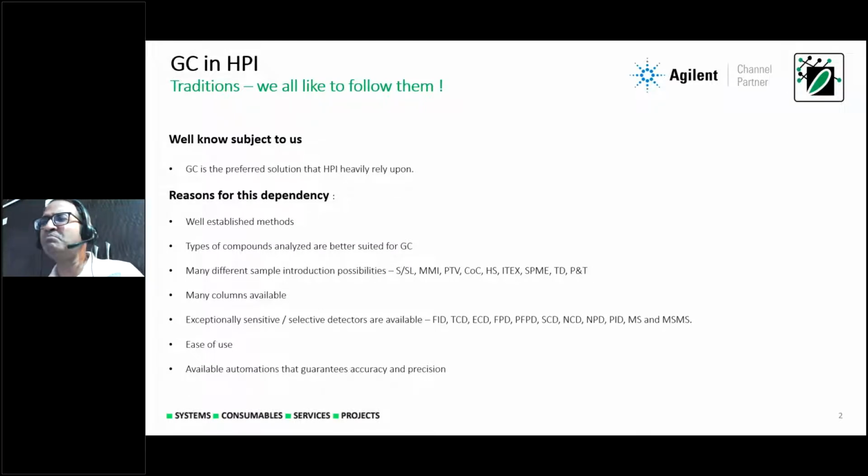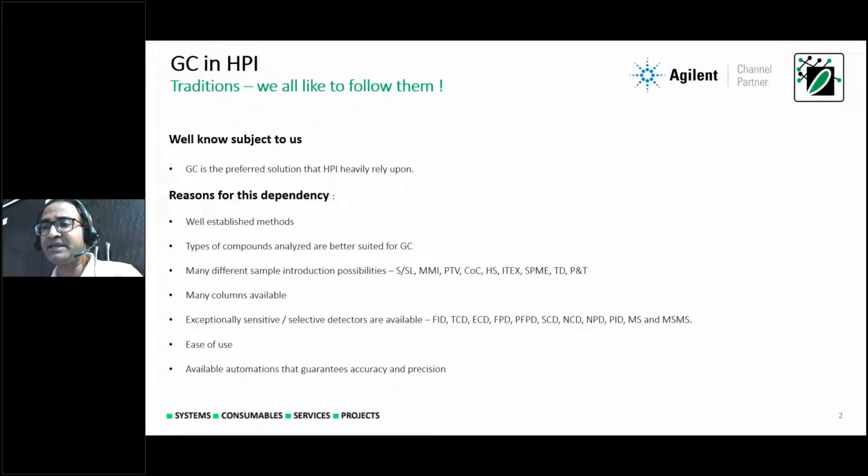Well-established methods. Most of the analysis that we carry out in HPI industry, we use some kind of reference. That reference actually most of the times guides us to the GC analysis. So the methods are very well established. The types of compounds that we analyze are actually far better suited for the GC analysis. So because the compounds are relatively low molecular weight compounds, they are volatile compounds, and are fortunately stable with the heat, and therefore analysis of these compounds using the GC technique becomes possible.